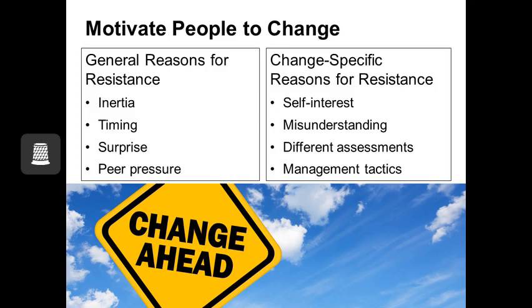All right, there can also be employee specific reasons for not embracing change. So people may consider their self interest. A new policy that is beneficial for the company on the whole and most of our employees may not necessarily benefit all of our employees. And those who don't benefit may put up some resistance. There can be a misunderstanding between employees and management about why change is taking place or what it entails. Sometimes we have different assessments where management believe that change is necessary, but employees don't believe that it's necessary. And finally, management tactics can play an important role in whether or not our employees buy into the need for change.